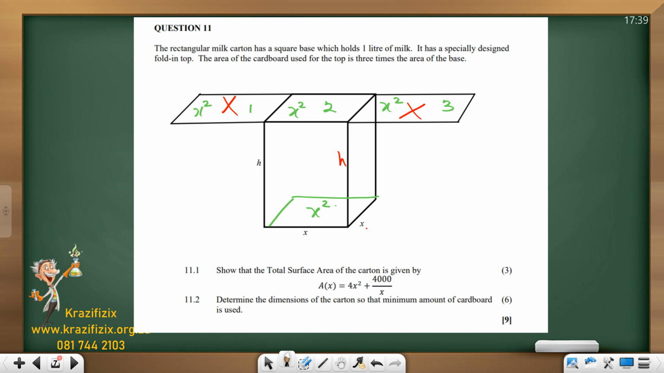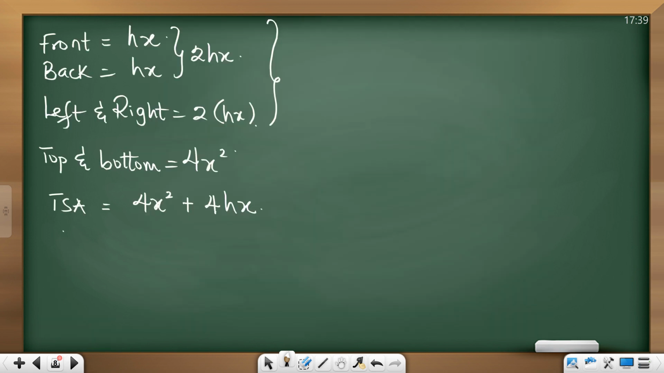It says the carton holds 1 liter of milk. That's the volume. Is that okay? So volume is what? 1 liter, and that is 1,000.